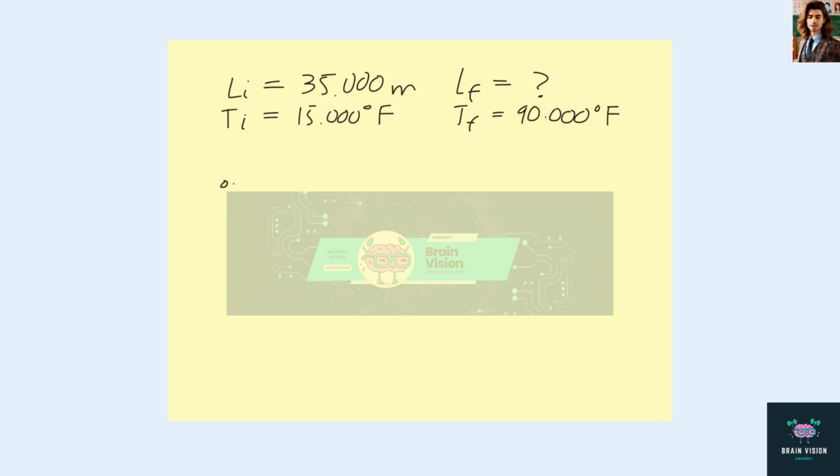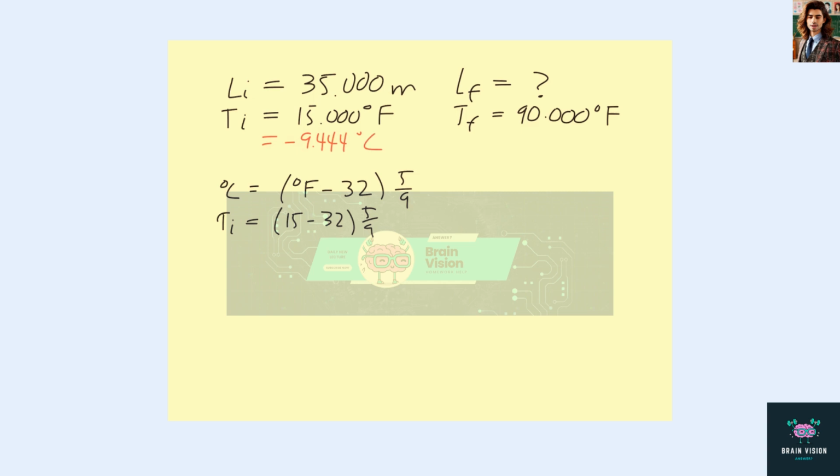So let's convert it. Delta C, or degrees Celsius, sorry, is equal to degrees Fahrenheit minus 32 times 5/9. So let's do that for Ti and Tf. So we'll get Ti is equal to, I'm just going to write 15 minus 32 times 5/9. And we can rewrite Ti as negative 9.444 degrees Celsius.